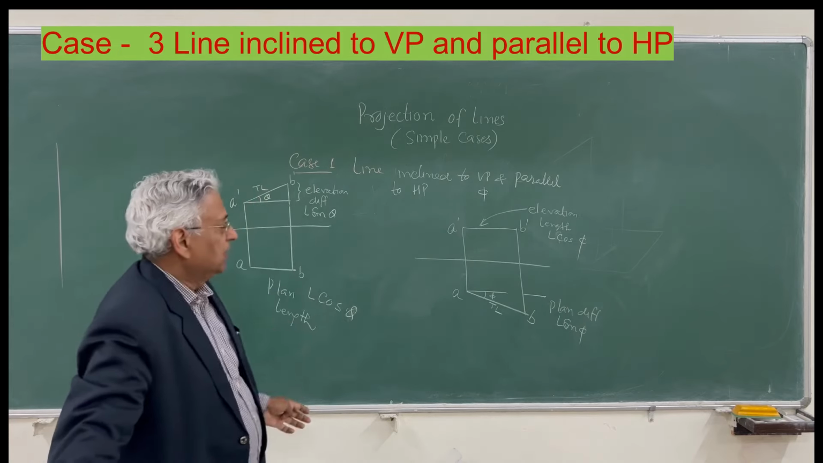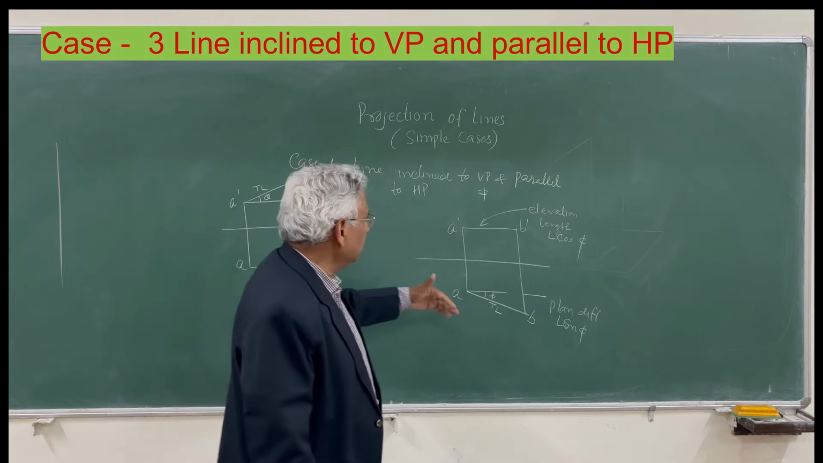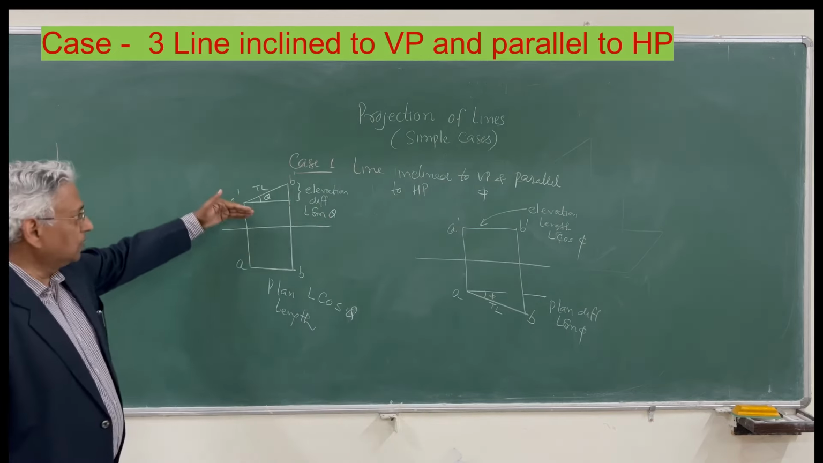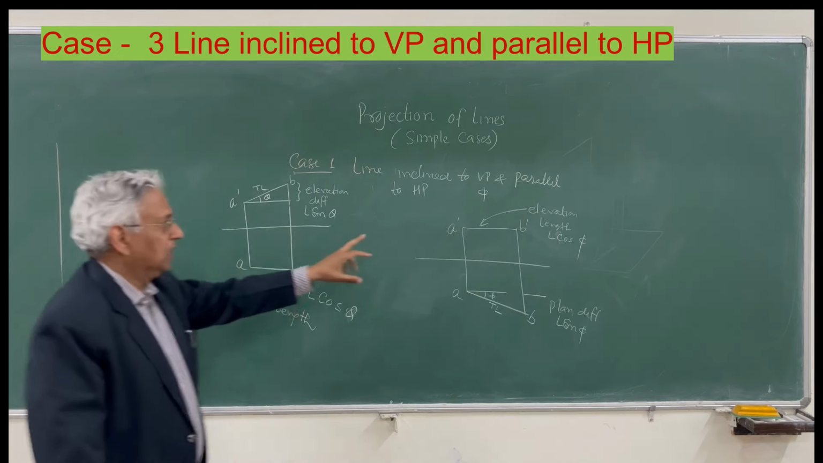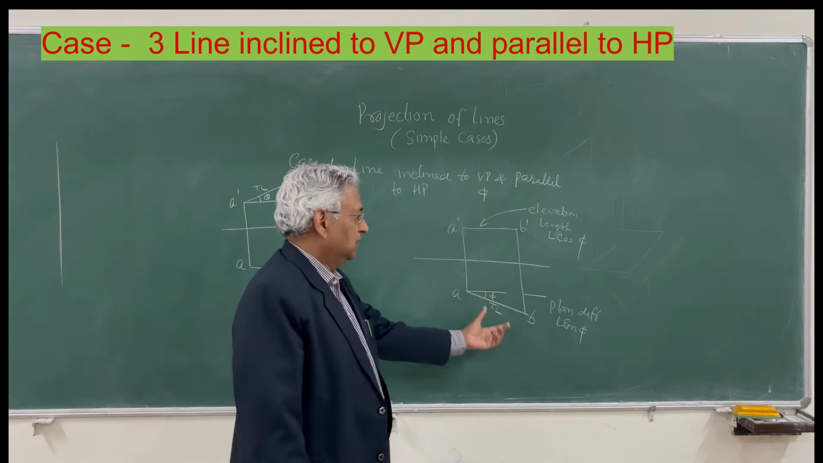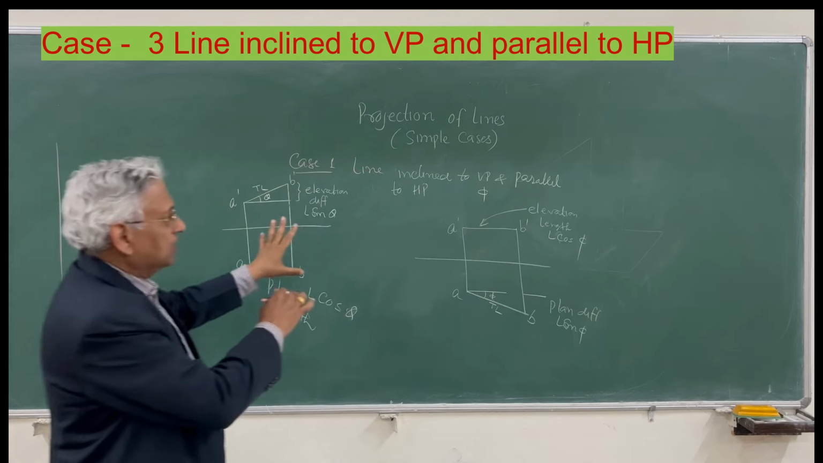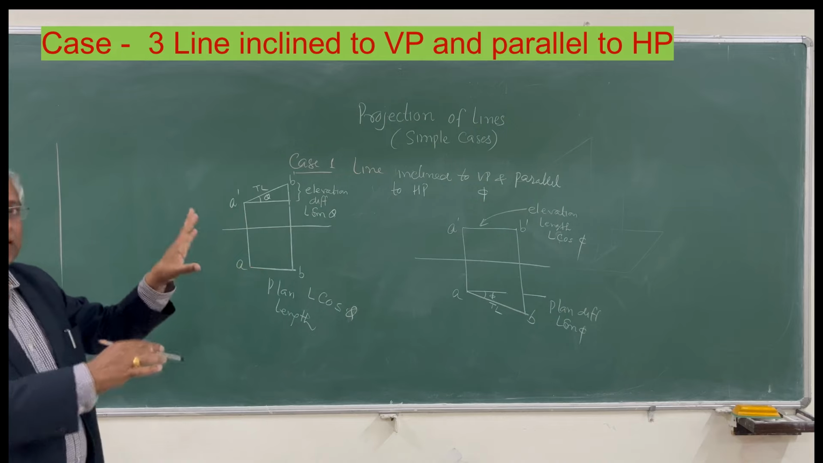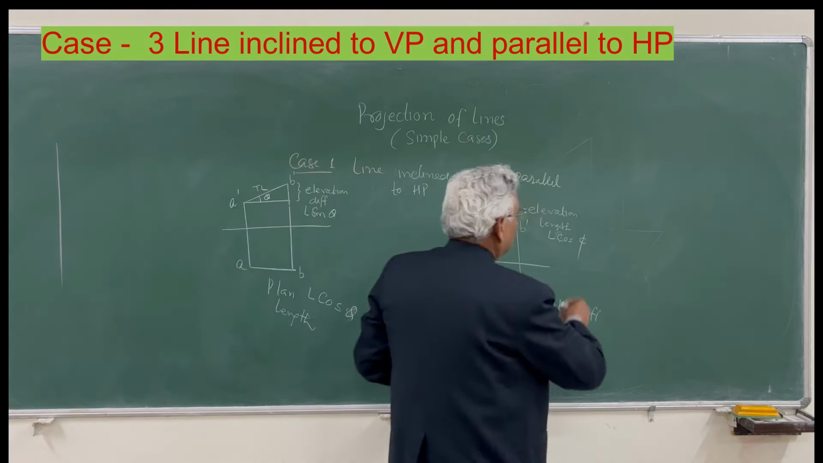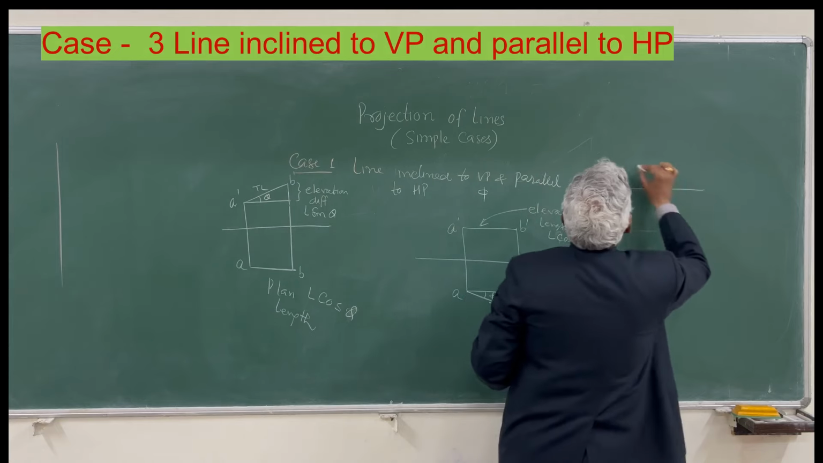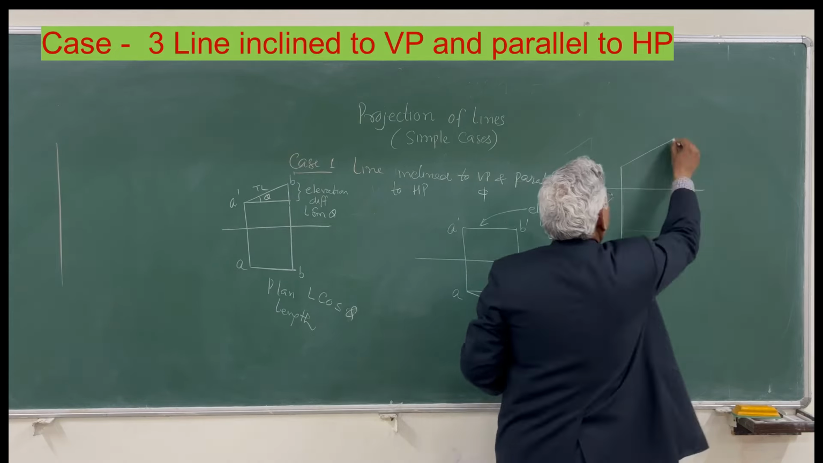the plane. Now these are four conditions: when the line is inclined to horizontal plane, there will be elevation difference and plan length. When the line is inclined to vertical plane, there will be plan difference and elevation length. Now if these four conditions are satisfied simultaneously in the same figure, then the line will be inclined to both the reference planes. Like this.